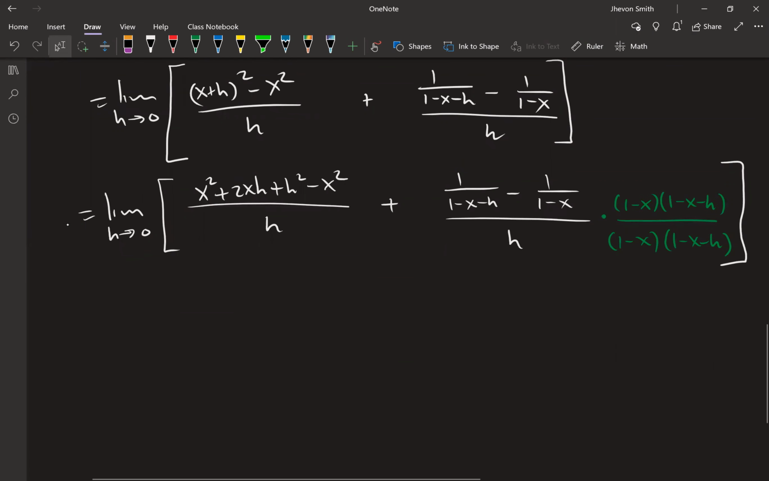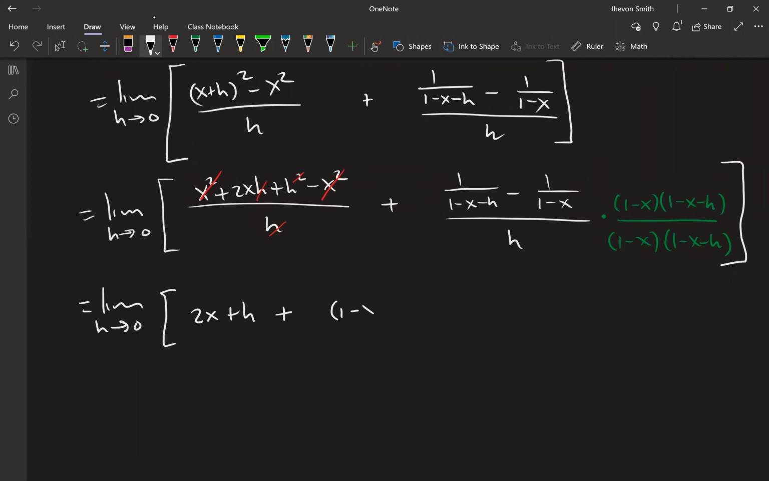So now in the first one, the x squares cancel. I'd also be able to factor out an h and cancel the h's. And so this would become 2x plus h. Over here, this denominator gets canceled. I would be left with 1 minus x minus 1 minus x minus h, all over h times 1 minus x times 1 minus x minus h.